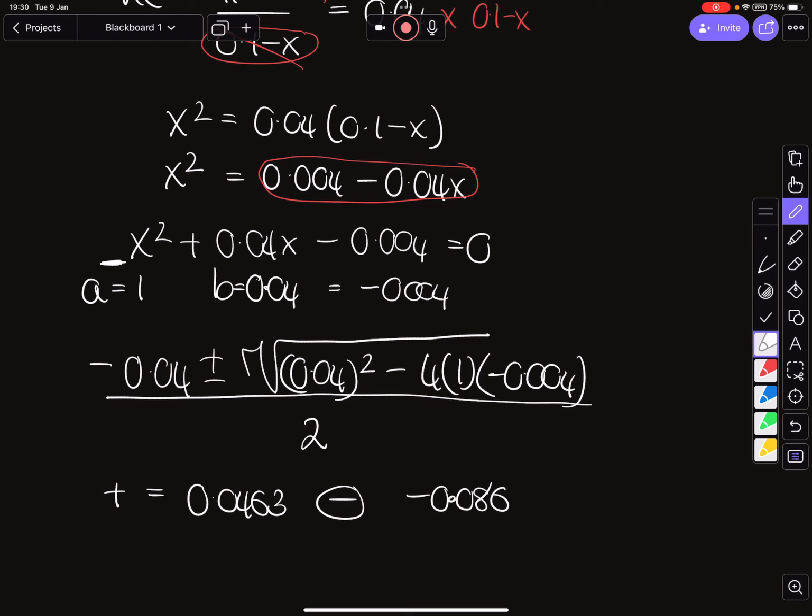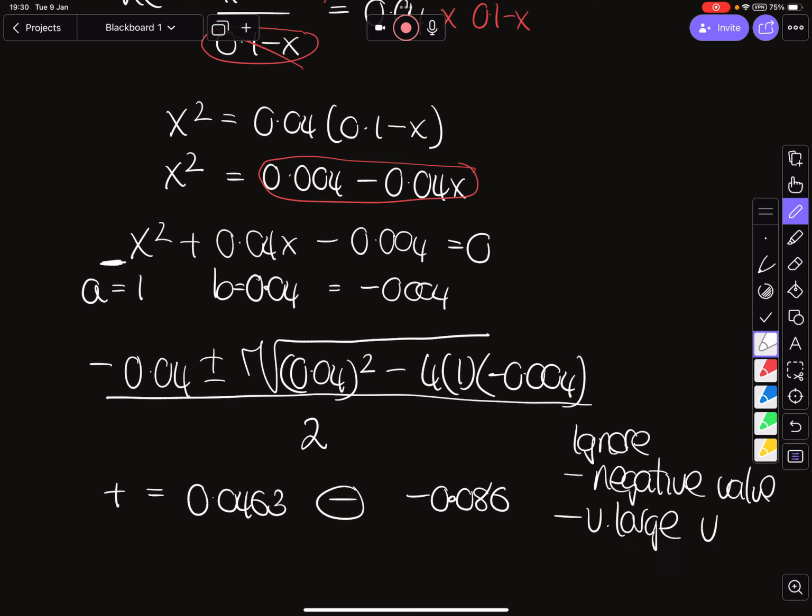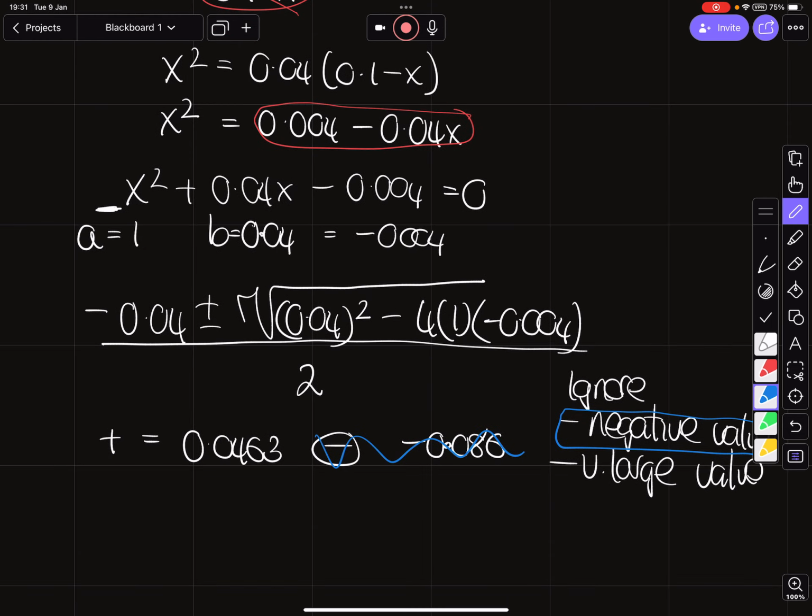We have some rules for this, so we always ignore negative values, or we ignore very large values. There's no very large value in this. It is this one that is going to apply. So we're going to ignore the negative value. So we've solved for x, and in this case, x is equal to 0.463.